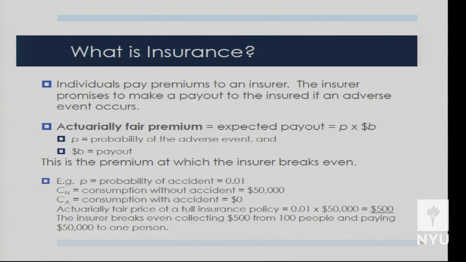Because imagine you're paying the actuarially fair premium. Suppose the bad event occurs with probability 10%, and in the case of the bad event, the insurance company gives you $10,000. What's the actuarially fair premium? 10% times 10,000 is 1,000. The actuarially fair premium would be $1,000.